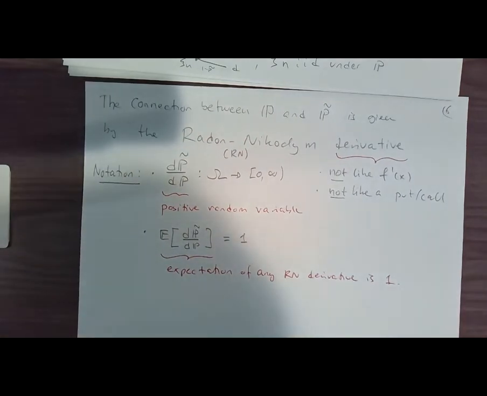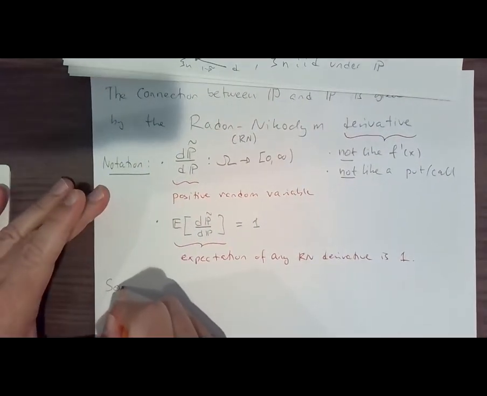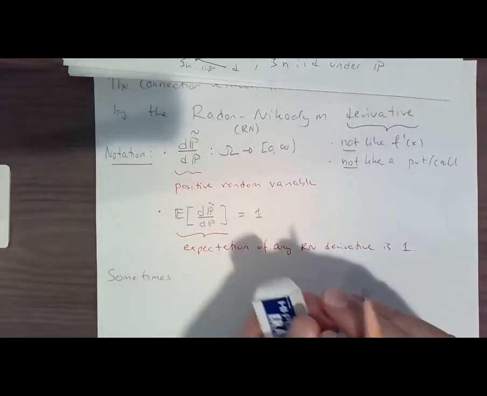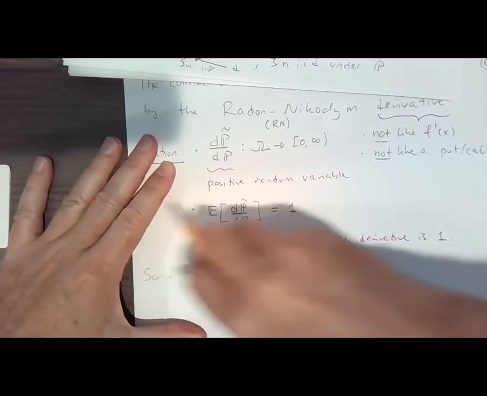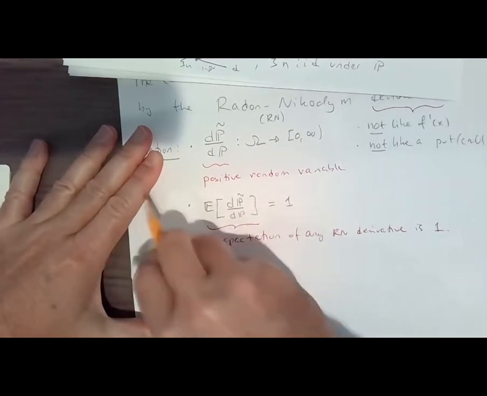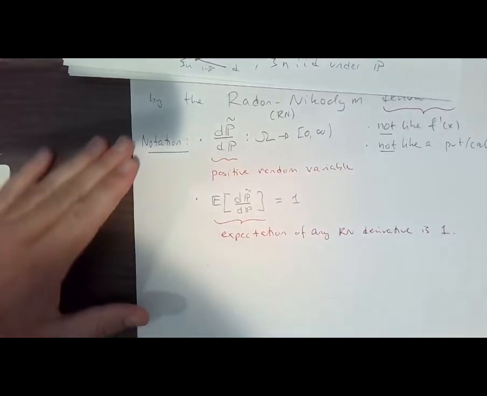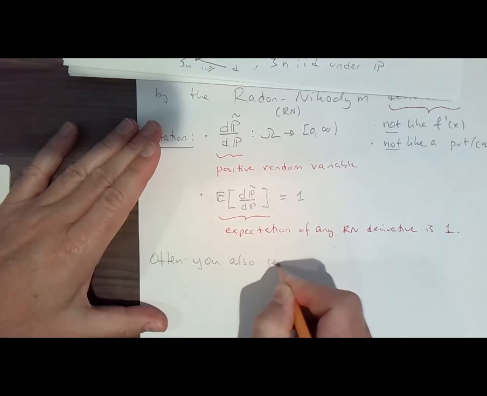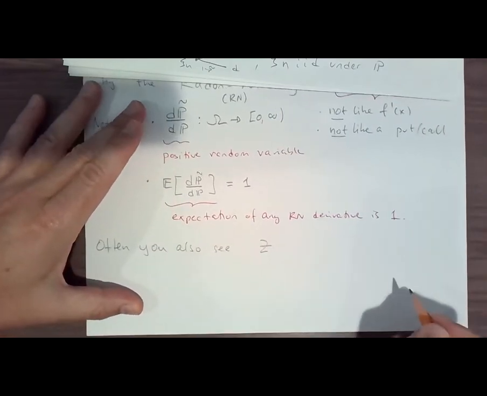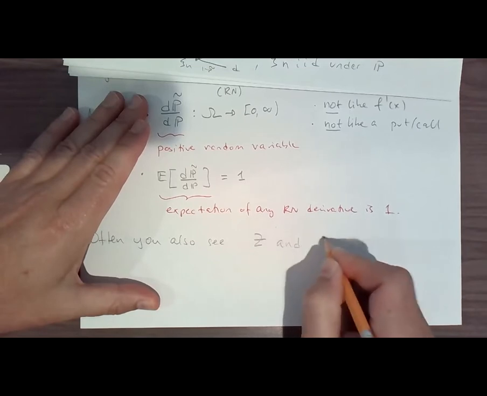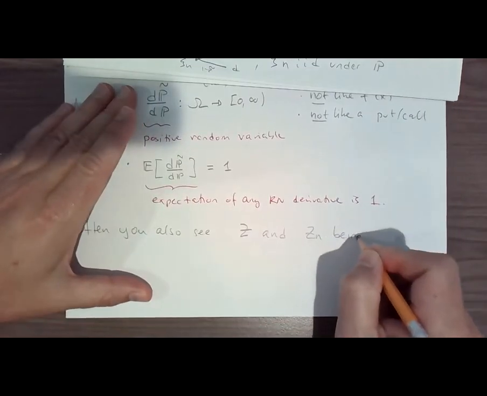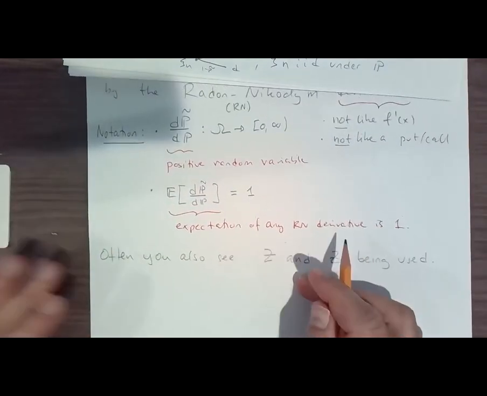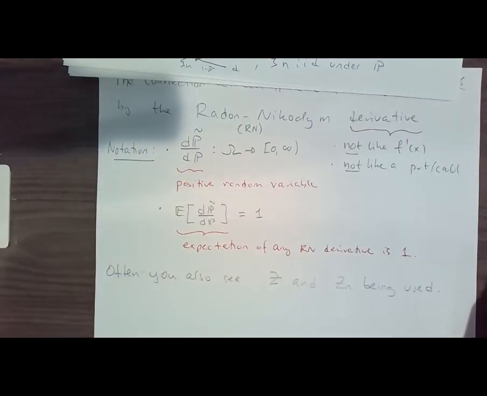Often in the text that we are using, you also see Z and Zn being used. Those are also letters that the textbook will use to denote this dP tilde dP.